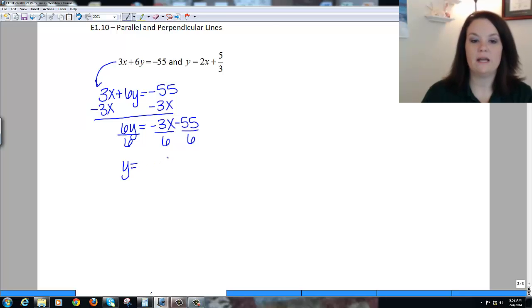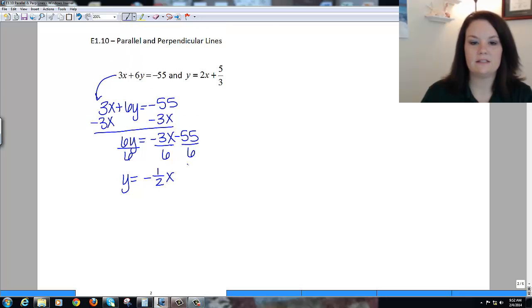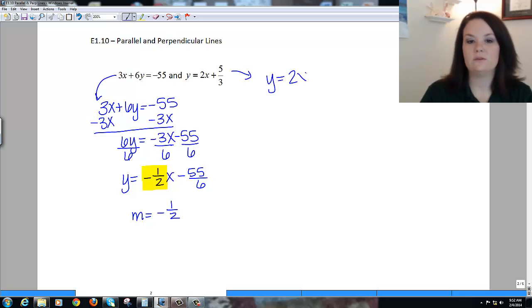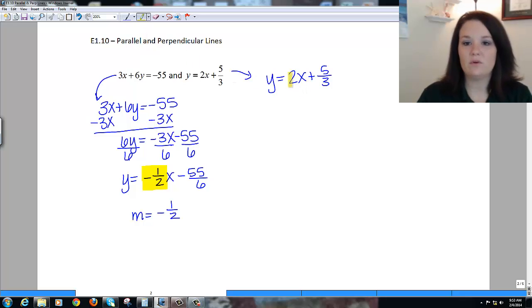So I end up with y is equal to, when I reduce 3/6, I end up with negative 1/2 x minus 55 over 6. So if I look at the slope of this first line, notice it's negative 1/2. Okay. So then I want to look at the slope of my second line. I have y is equal to 2x plus 5 over 3. So it's already in slope-intercept form, so I just look at my slope. Here, my slope is 2, or I can write that as 2 over 1.